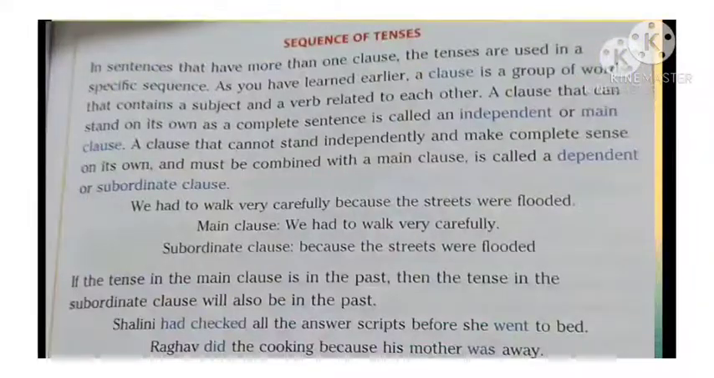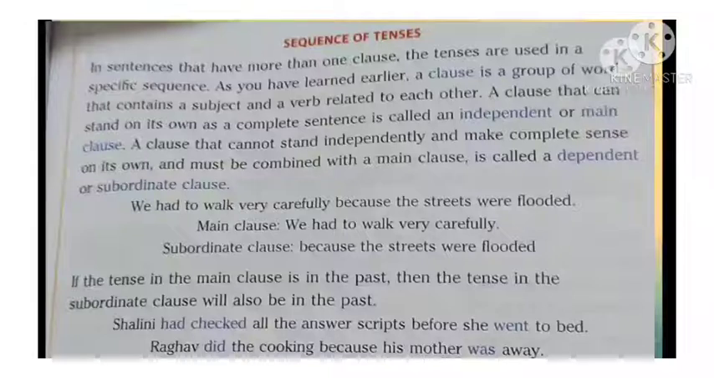Children, now let's see how tenses are used in a specific sequence. Okay, let's see the rules. Look into your textbook. If the tense in the main clause is in the past, then the tense in the subordinate clause will also be in the past. So if the main clause is in the past tense, the subordinate clause also should be in the past tense. We cannot change the tense in the subordinate clause. We cannot make it present or future.